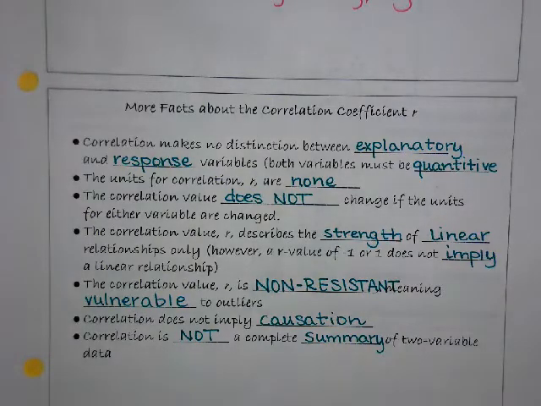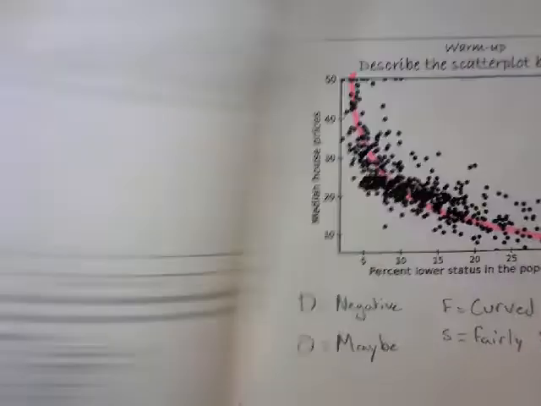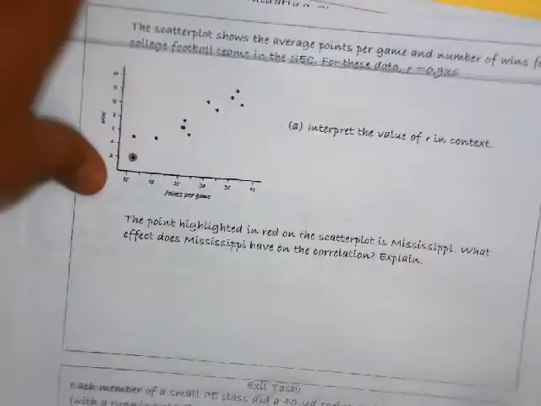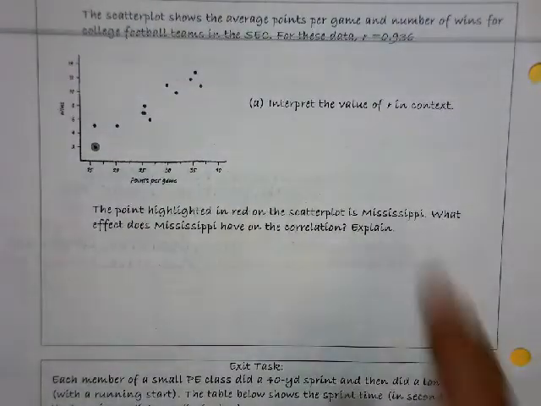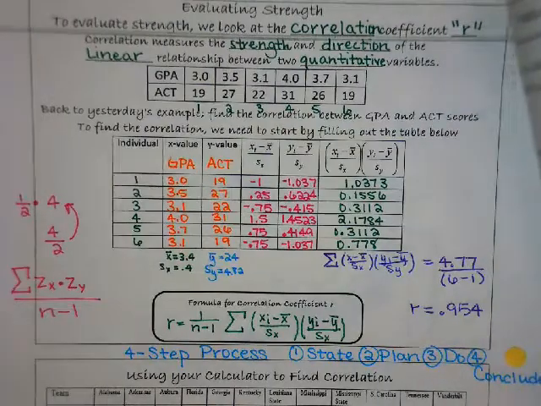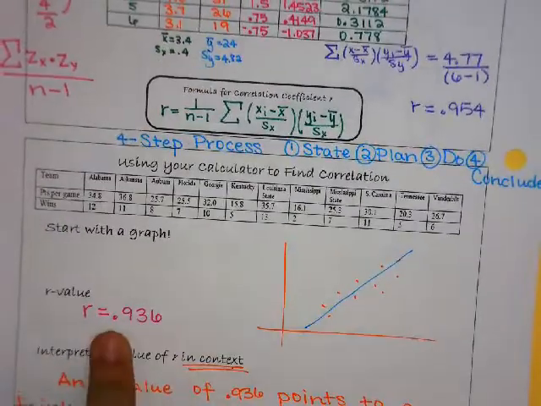Can I flip? I see a couple people still writing, so I'm going to wait just a little longer. So on the back, we're still working with that points per game, number of wins data. I printed out the scatter plot for you. So the data that we had back here that I had you put in your calculator, you made the scatter plot, we found the R value. This is still that data. It tells you points per game, number of wins for a college football team in the SEC. We found the R value was 0.936.